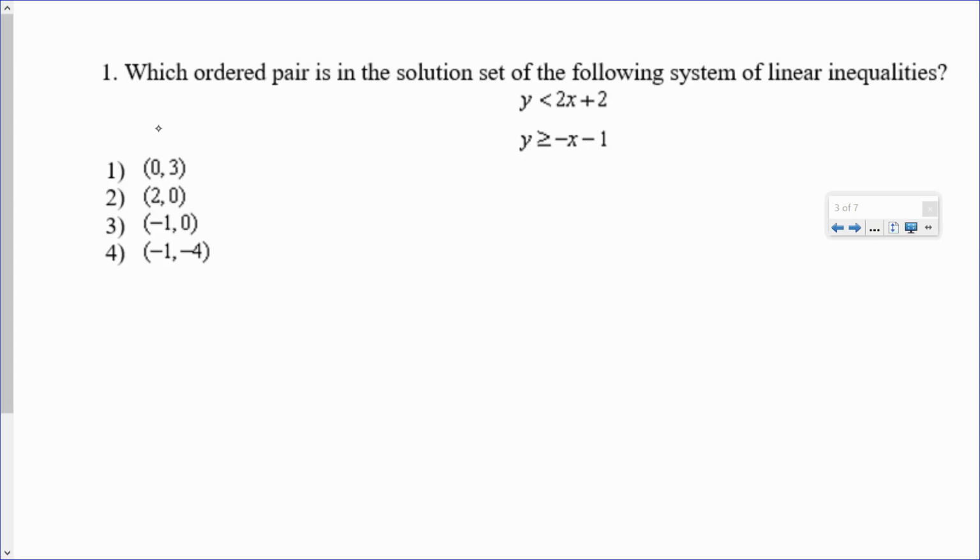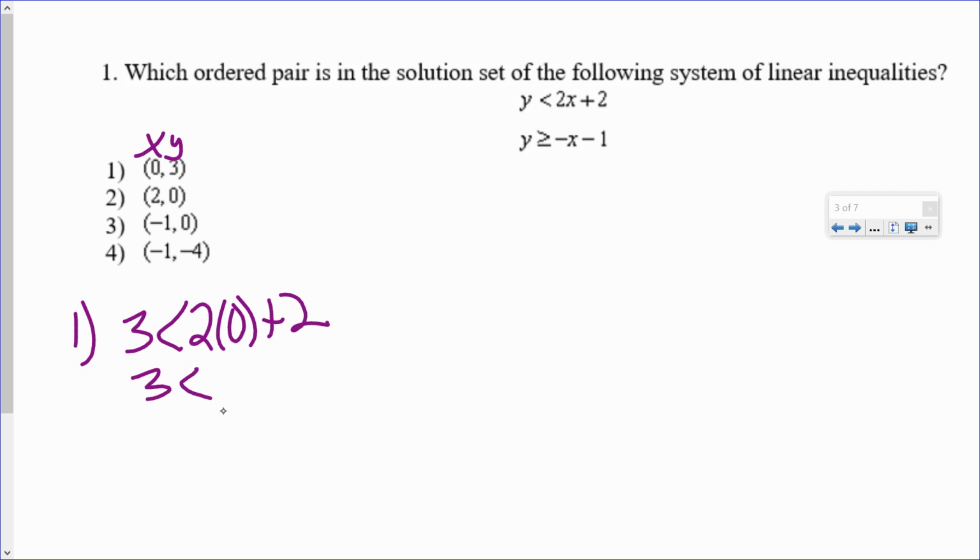Let's take a look at choice 1. Choice 1, x is 0, y is 3. So the first equation, I'm replacing the y with the 3, the x with the 0. 2 times 0 is 0, plus 2 is 2. Is 3 less than 2? No. Choice 1's out.